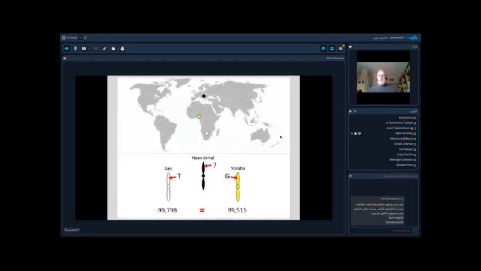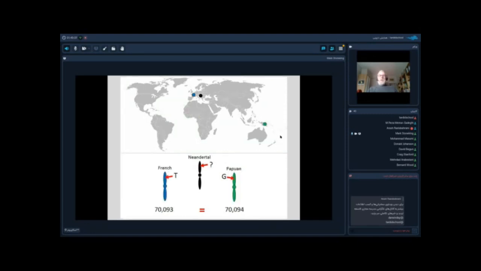If we take two Africans, we see no excess matching with the Neanderthal. If we take two non-Africans, no matter where from around the world, we also see no excess matching with the Neanderthal. But where things get interesting is when you compare an African to a non-African, then you always see, without exception, an excess of matching of the non-African to the Neanderthal. And what's interesting is it doesn't matter where the non-African is from.